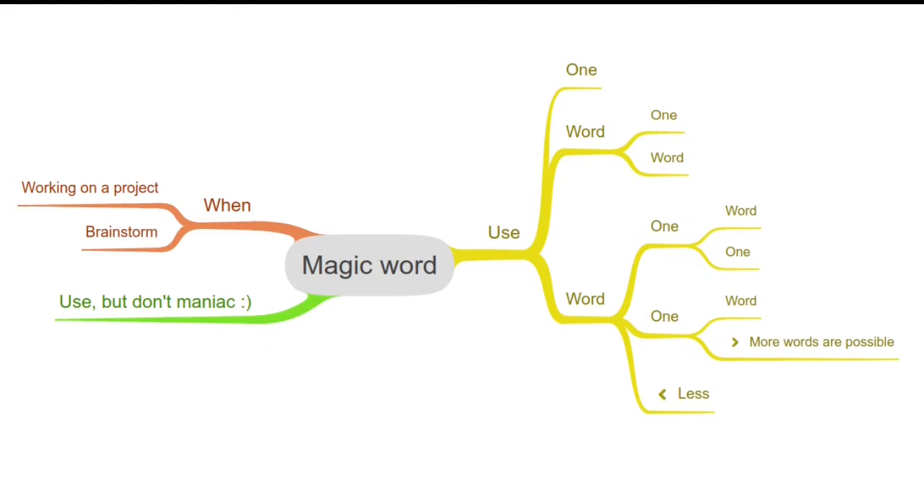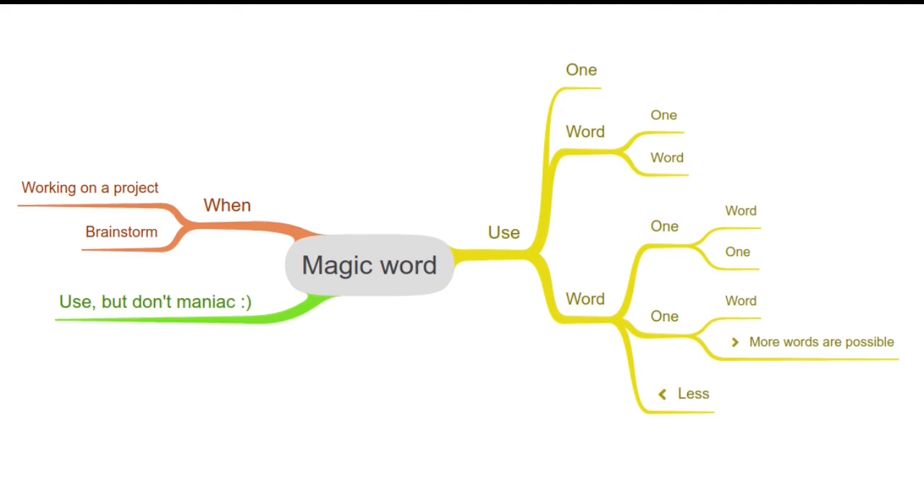There's a technique I call magic word. What is the essence of this technique? When you are working on a project or looking for ideas, write only one word in each branch, especially closer to root. Why? The magic word triggers your natural curiosity.